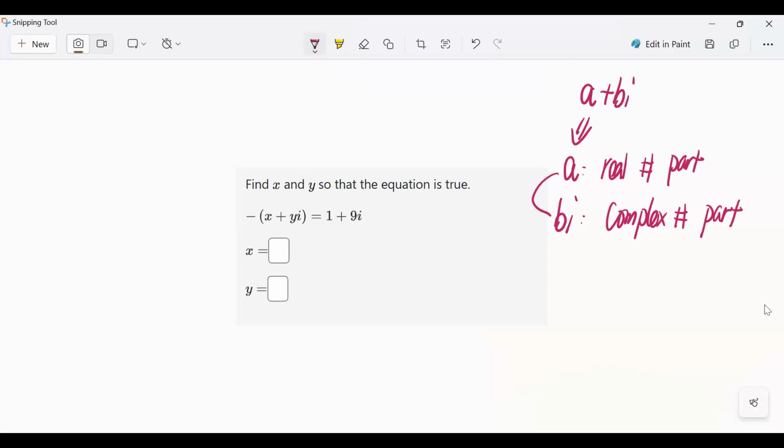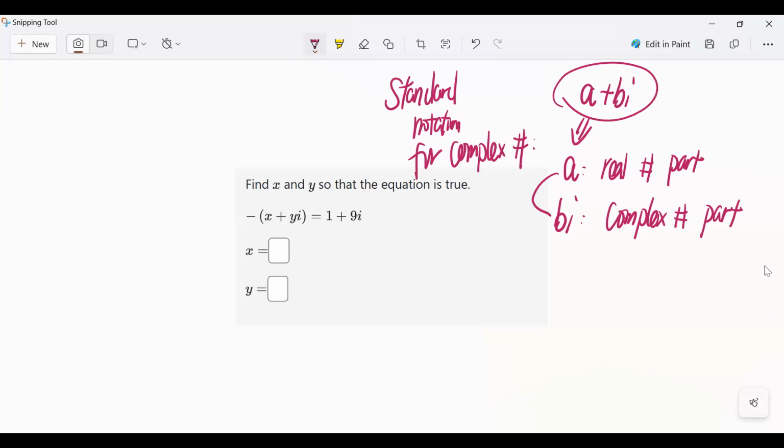So a plus bi, that's the standard notation for a complex number. A plus bi. And right here, a is what we call the real number part. Bi is called the complex part.